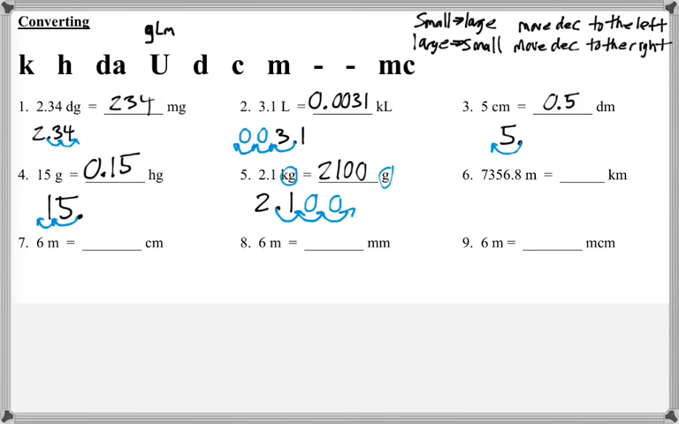And then for number 6, I'm converting from meters to kilometers. So this is very important because this meters does not mean this M. This M means milli. So just an M is one of our basic units. So that is right here. And I'm converting to K. So that is 3 places to the left.